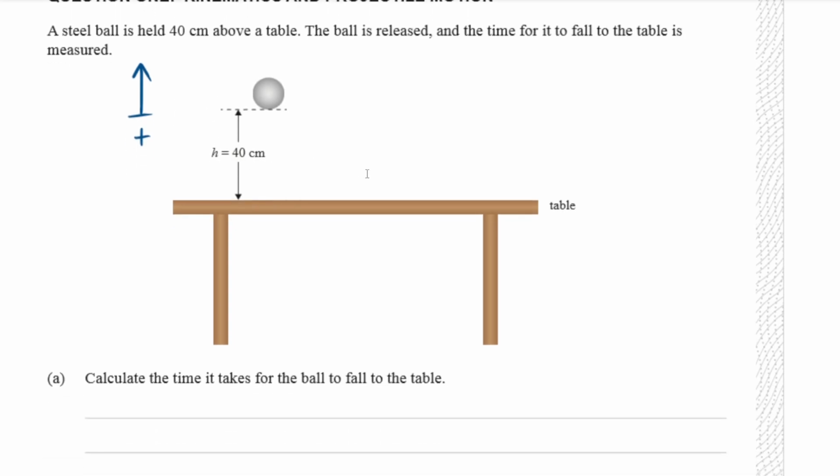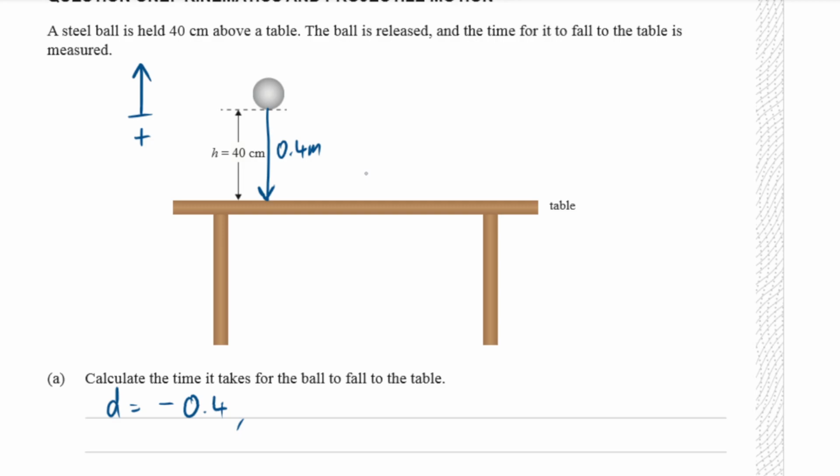So let's have a think. What do we already know? Well, we know that the ball is traveling down 40 centimeters or 0.4 meters. So our distance, or rather our displacement, because it's a vector, is negative 0.4. Once again, because I defined up as positive, my distance will be negative 0.4. If you did it the other way, your distance would be positive. All right, and that's fine.